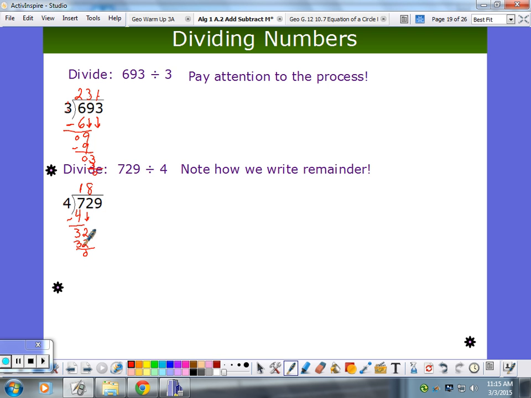There isn't a remainder, but I still have a 9 to bring down here. Now how many 4s in 9, right? 2. There are 2 of them. 2 times 4, right? Multiply. Subtract, 1 left over. Now sometimes you might have said R1 or 0.1. What about the fraction? Remember how to write this as a fraction? No?